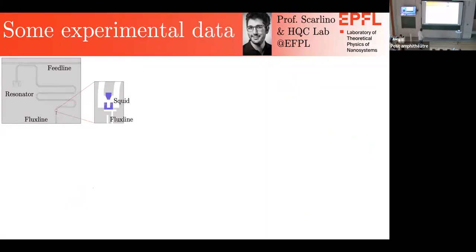Preview. So, we have collaborated with Professor Scarlino at EPFL, who has a fantastic superconducting circuit. And I know maybe you can't see anything.